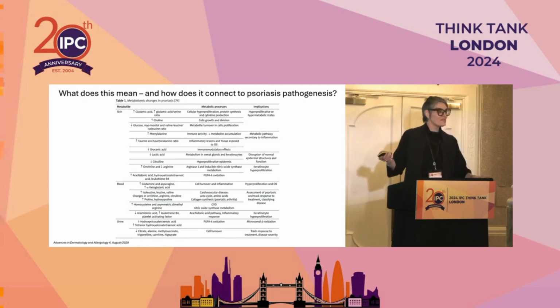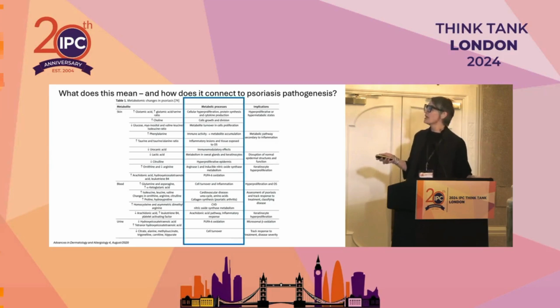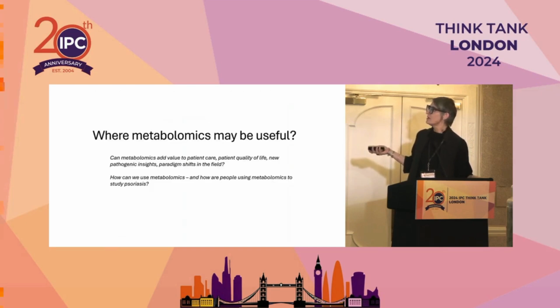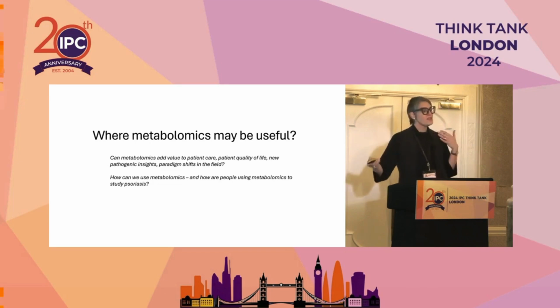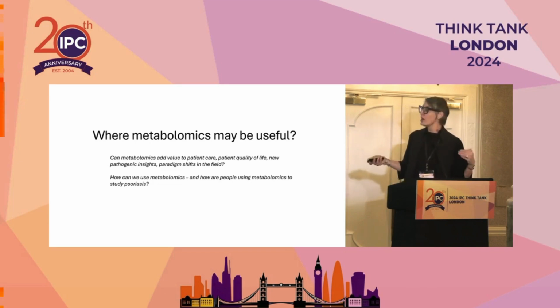So this is where we really are at this point. You're going to get a list of metabolites, the process and the pathway they're involved in, and how they're implicated. So how can we use metabolomics? Are we using it at all where it's useful, and where are we going to go?